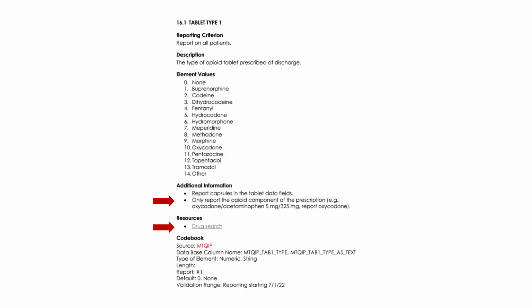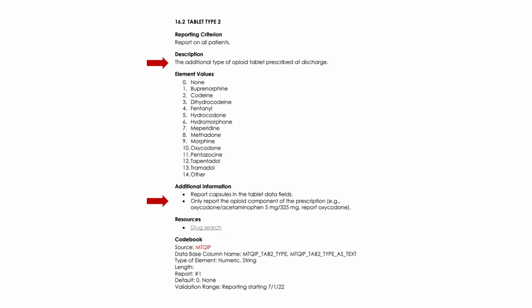A drug search link is available in the resources section of the data dictionary to assist in determining the correct opioid type. Do not report this data element if the patient elopes and the discharge prescription status is unknown. Tablet type 2 is reported when an additional opioid tablet or capsule is prescribed for the patient at discharge. Report only the opioid component of the prescription.